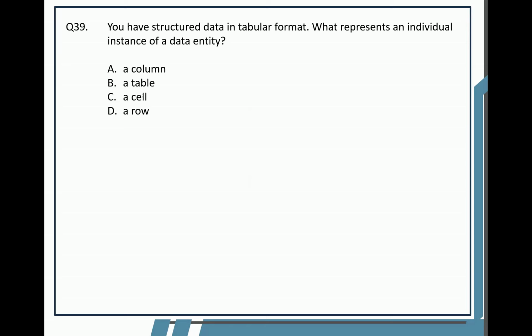Folks, a column represents an attribute, for example, name or email. A table represents a collection of entities. A cell is a single value at the intersection of a row and a column. A row represents one complete record or one instance of an entity, for example, one customer or one order.